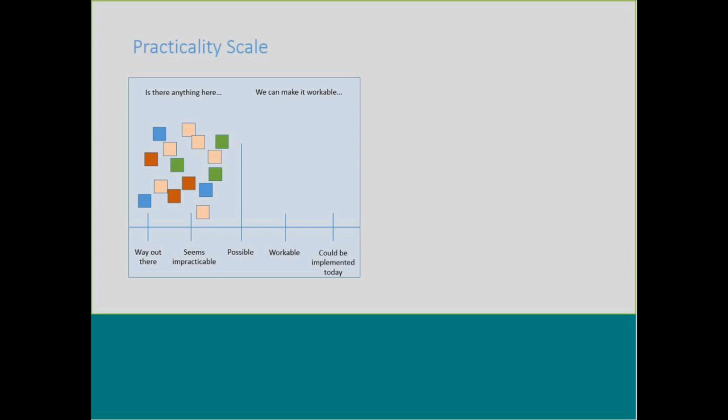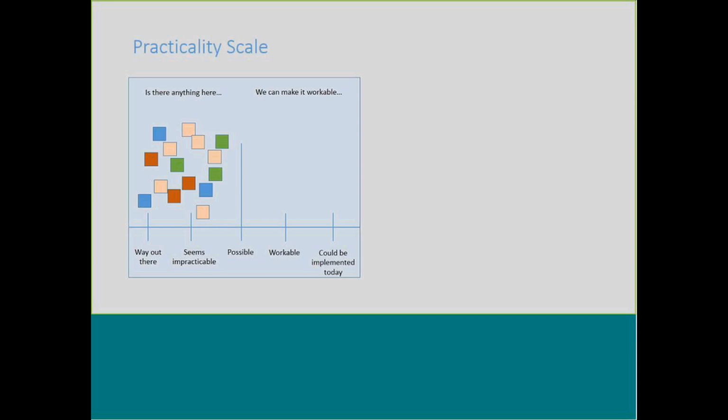What is a practicality scale? Well, let's take a little look here. Again, you've got a lot of ideas, and what you do is you throw them up on the board. Again, just take those ideas from a particular group and stack them up on the board. There are 5 levels on the practicality scale. The middle being possible. To the left, we have what seems like an impractical idea. To the far left, it seems like a pretty way out there idea.